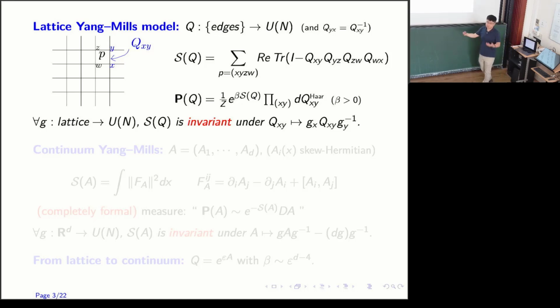There are other ways to measure this distance. For example, this is called the Wilson model, but there are also the Villain model and so on. Basically, you measure this distance with the heat kernel and so on. And then I sum over all the plaquettes. That's the energy of this configuration.